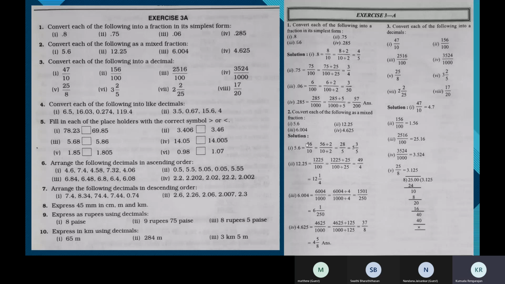All right, the next heading is again, convert each of the following as mixed fraction. So again, we have some decimals. Here the difference between the first and second question is, these decimals, when you convert them to fractions, they are proper fractions. Now these decimals, you need to convert them to fractions, but when you convert, you see that they are improper fractions. So you'll have to leave them as a mixed fraction. Yes, ma'am.